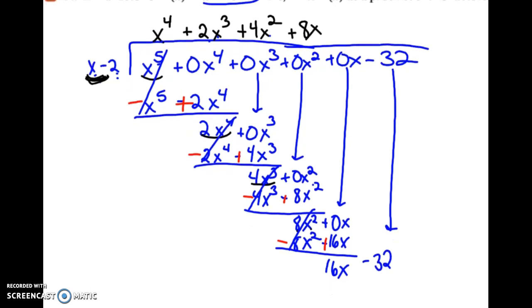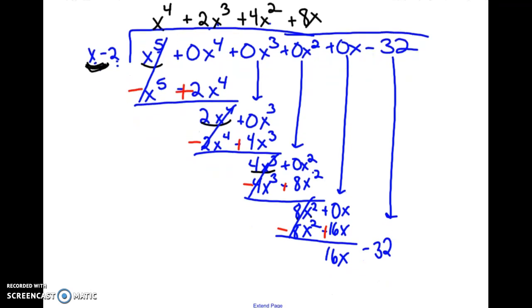And bring down a little bit more room to work. So to get 16x, we need to multiply our x by positive 16. 16 times x is 16x. Whoops, I mean this to be blue. And 16 times negative 2 is negative 32. Change the signs. There is no remainder.